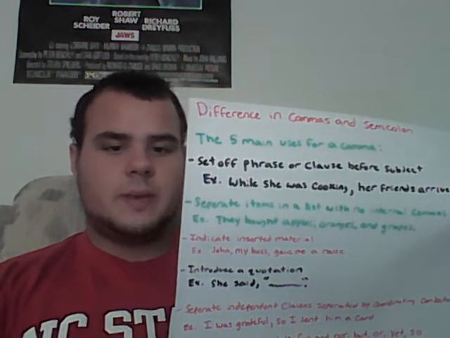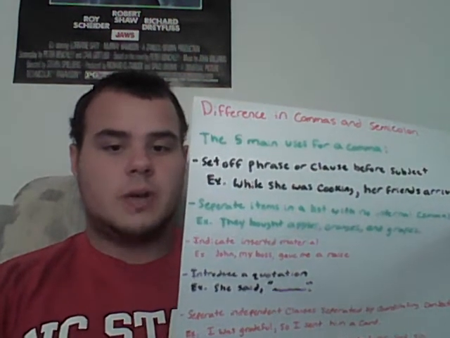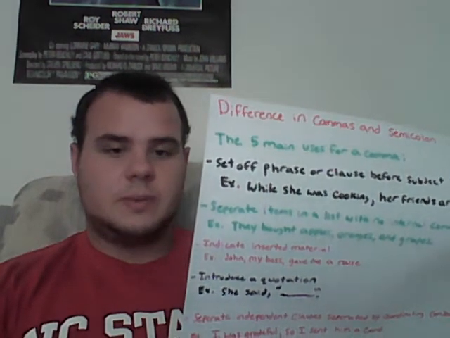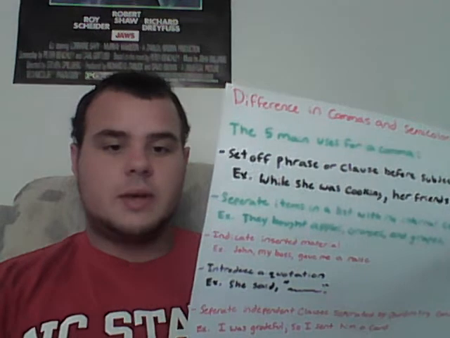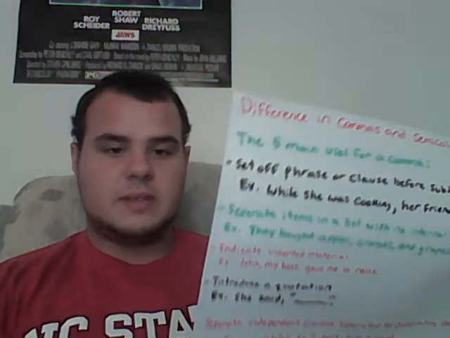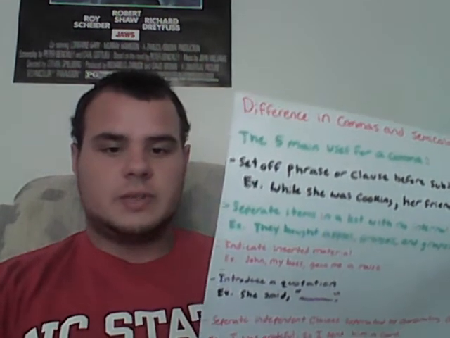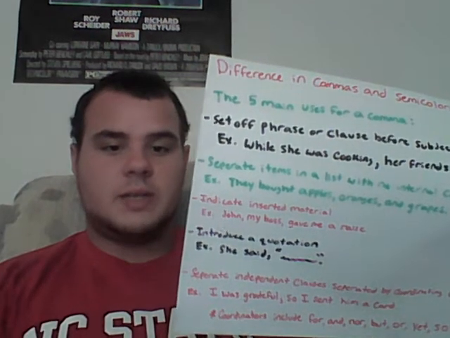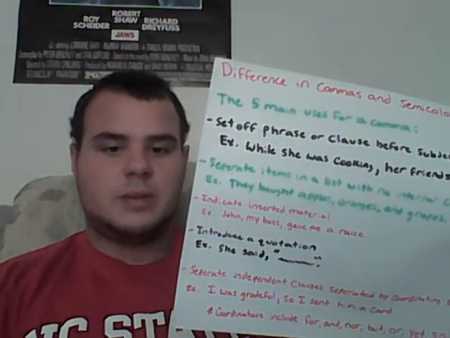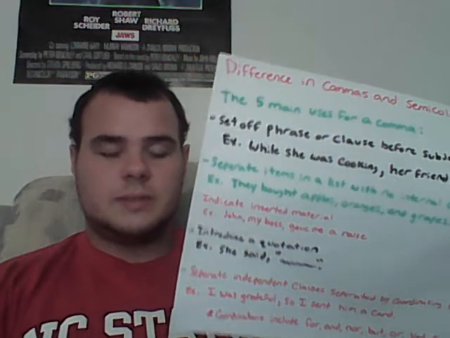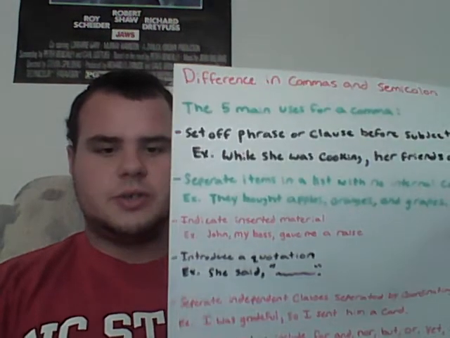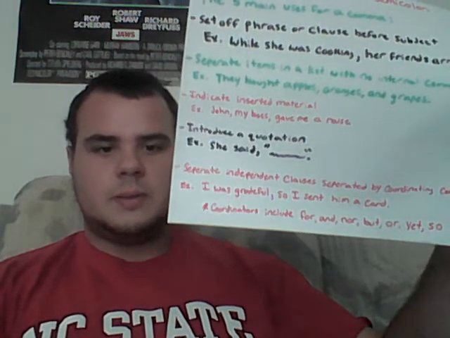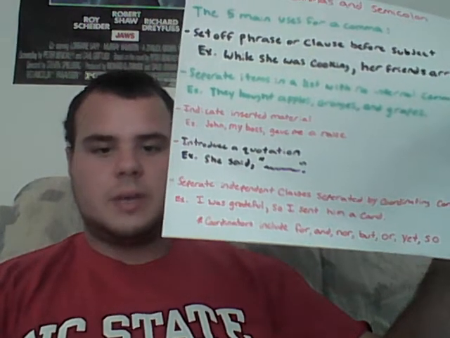You can also separate items in a list with no internal commas. So they bought apples, oranges, and grapes, whereas with the other example with semicolons you had Tokyo, Japan, so you needed the semicolon so that the commas weren't getting confused. You can also use it to indicate inserted material, like John, my boss, gave me a raise. It's also used for introducing a quotation, such as she said, then a comma and quotes and whatever the sentence would be.